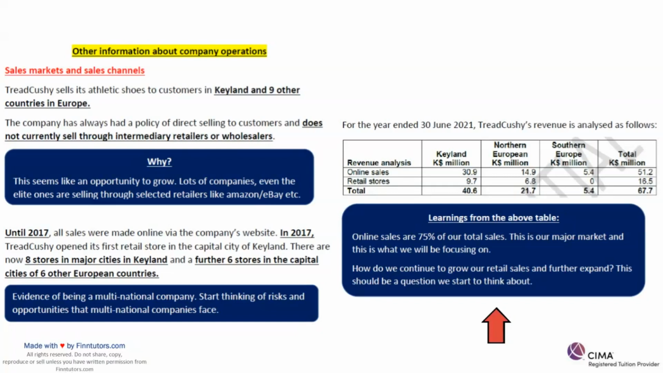If I look at the learnings from this table, if I start to analyze this table, I will see that online sales are pretty much 75% of my total sales, which means majority of our customers are buying online itself. So our online sales channel can be something that we really focus upon, something that we keep improving, something that we keep evolving, because that is our major market. So how do we continue to grow our online sales and our retail sales and further expand? This should be a question we start to think about.